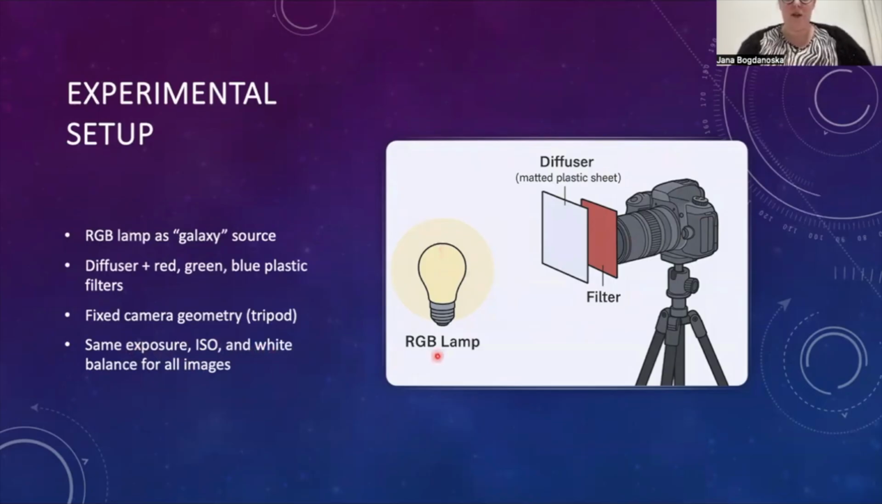I use an RGB LED lamp, so one that can change color with a remote, but any different lamps in different colors would be good for this exercise. And to make it an extended source so that we don't have these images that I just showed of the lamp, I use the diffuser just so it looks more realistic, more close to a real galaxy.